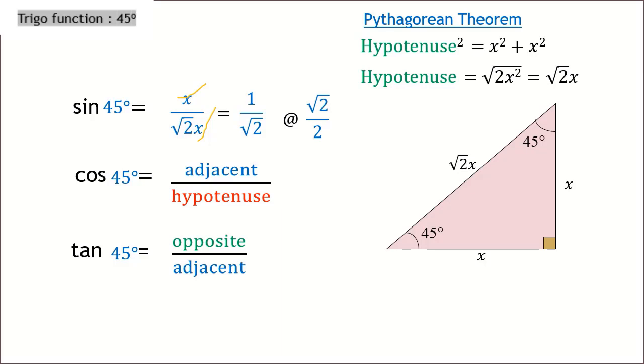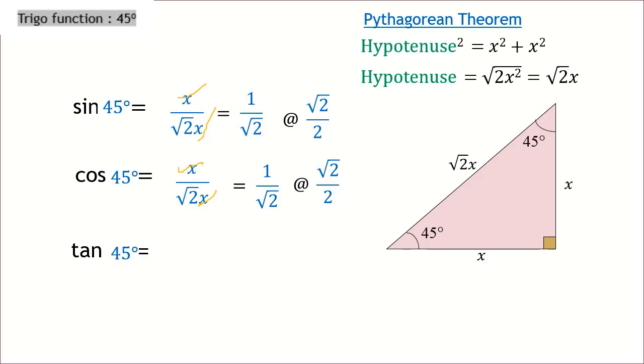And for cosine 45 degrees, we have the adjacent over hypotenuse. So again, we have the adjacent x and the hypotenuse as square root of 2 x. So we simplify. We will have 1 over square root of 2 or square root of 2 over 2. And finally, for tangent 45 degrees, we have the opposite over adjacent. So we have x over x. So we simplify it and you will get 1.